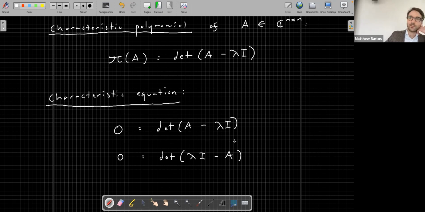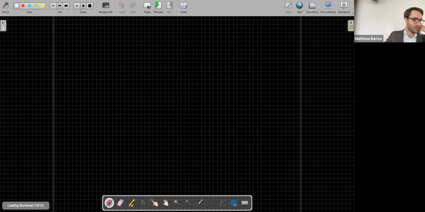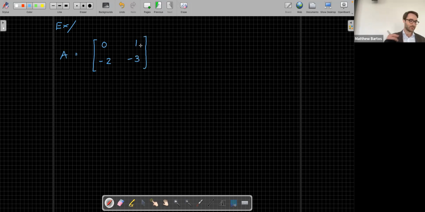Okay, so let's go ahead and use this formulation to compute the eigenvalues and eigenvectors for an example matrix. You may have done this in undergrad or some of your other graduate classes. So let's have a matrix A, which we're going to define as 0, 1, negative 2, negative 3. The eigenvalues, we know from fact two, are given by the characteristic equation. So to find the eigenvalues, we take the determinant of lambda I minus A and set it equal to zero.